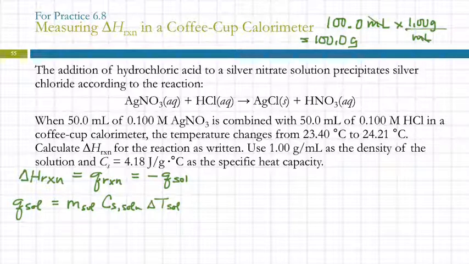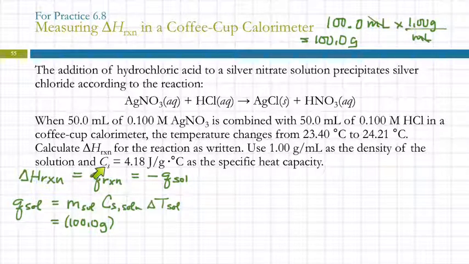So that's taking a previous concept of converting volume and mass with density and hiding it inside this problem. So that's our mass, the mass of the solution, 100.0 grams. We need the specific heat capacity of the solution.